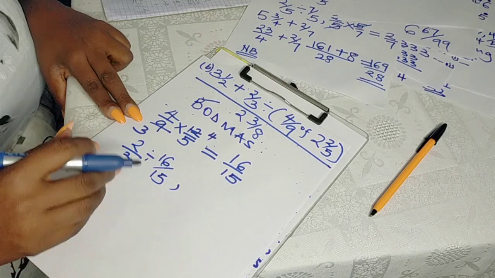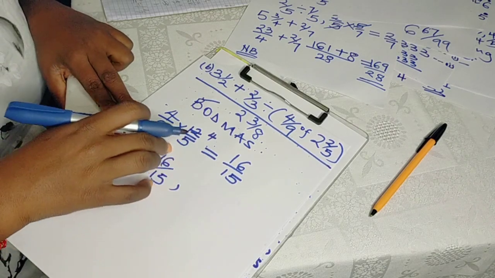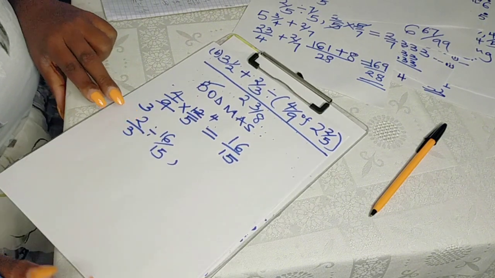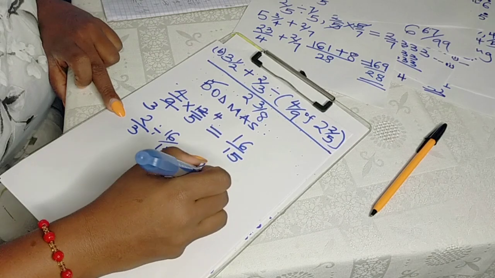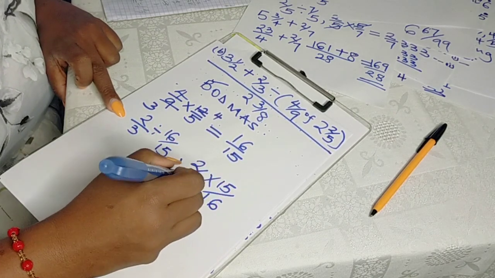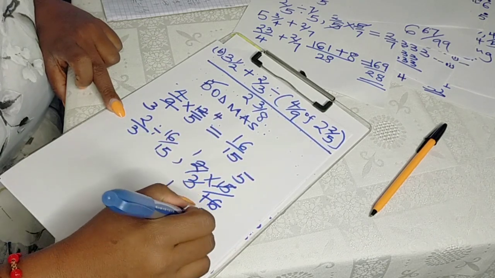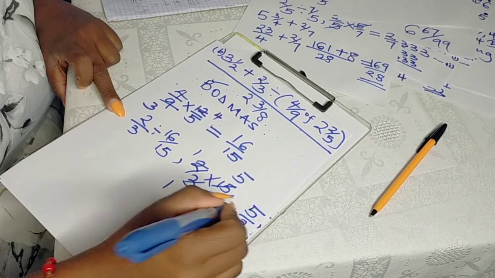Now, again, we change the sign to multiplication and change one of the fractions to become the reciprocal. We pick the reciprocal. So this is going to be 2 over 3 multiplied by 15 over 16. By 3, 1. By 3, 5. By 2, 1. By 2, 8. This is going to be equal to 5 over 8.